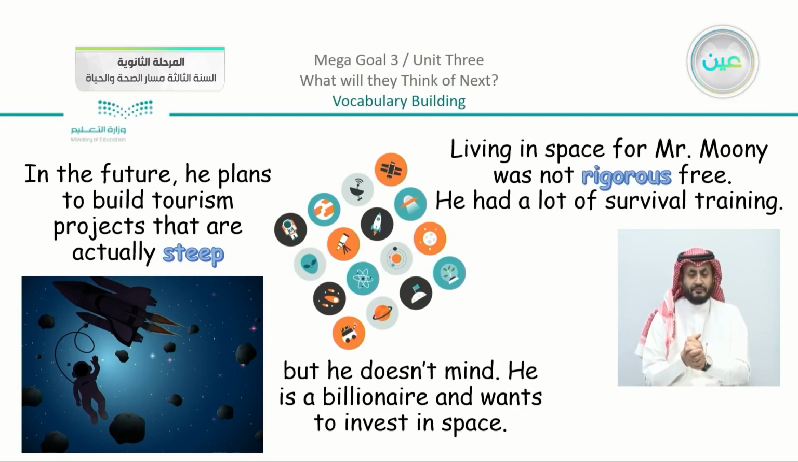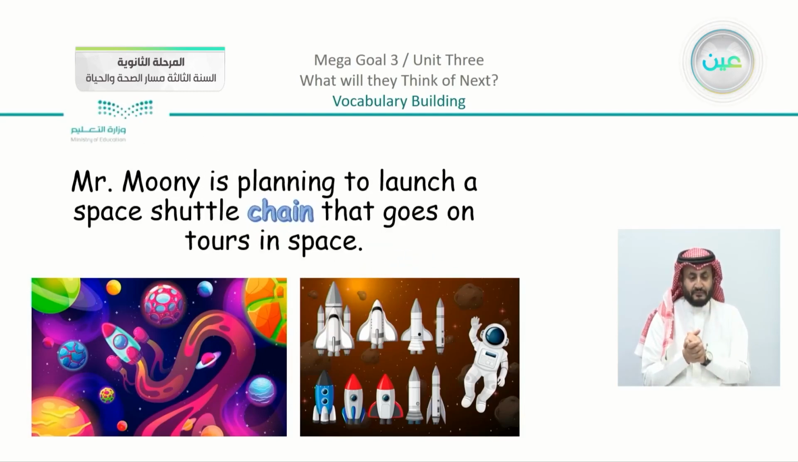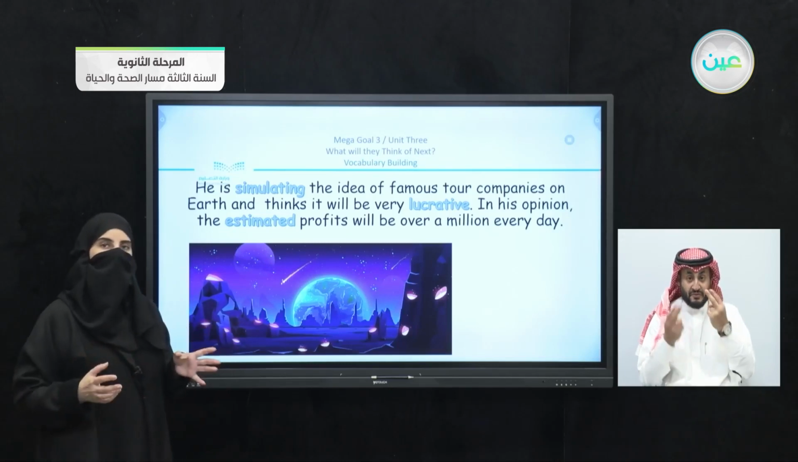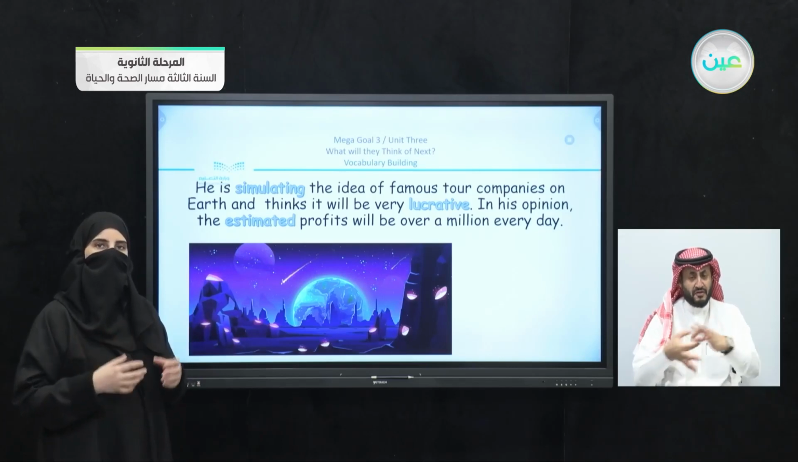Living in space for Mr. Mooney was not rigorous-free. He had a lot of survival training. Mr. Mooney is planning to launch a space shuttle chain that goes on tours in space. He is simulating the idea of famous tour companies on Earth and thinks it will be very lucrative. In his opinion, the estimated profits will be over $1 million every day. Now, if you notice, I use the vocabulary here in something that I will remember and I can relate together.